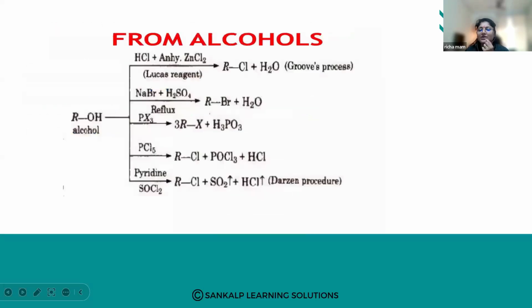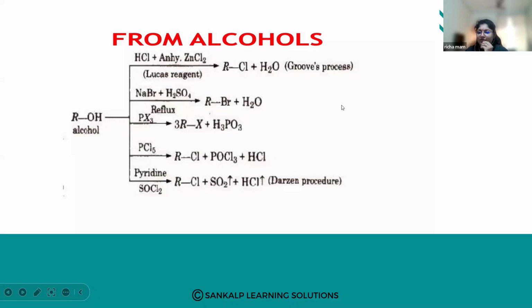So we have seen the main important preparations of the haloalkanes, that is, the group process. As we said, the group process is important. We prepare the haloalkanes from alcohol, so alcohols are the starting reactants. We also discussed what a Lucas reagent is. So what is Lucas reagent, students? Concentrated HCl plus anhydrous ZnCl2. So we get the respective halo substituted alkane. That is the group process.